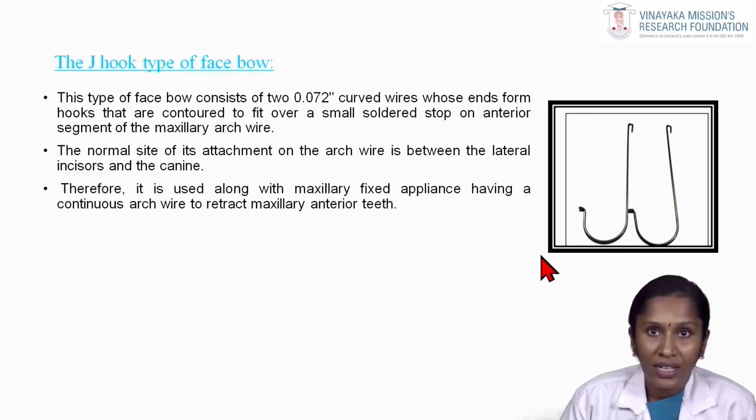Coming to J hook type of face bow, this type of face bow consists of two 0.072 inch curved wires whose ends form hooks that are contoured to fit over a small solder stop on the anterior segment of the maxillary arch wire. The normal site of its attachment on the arch wire is between the lateral incisor and the canine. Therefore, it is used along with maxillary fixed appliance having a continuous arch wire to retract maxillary anterior teeth.